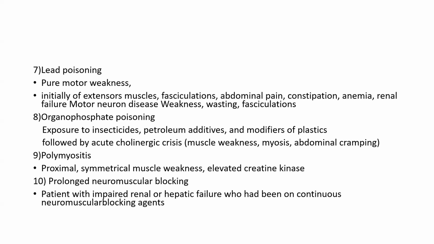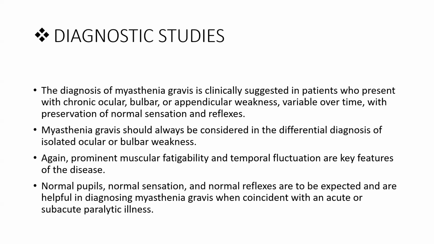Then seventh one is lead poisoning. It presents as pure motor weakness, initially of extensor muscles, fasciculation, abdominal pain, constipation, anemia, renal failure. Motor neuron disease: weakness, wasting, and fasciculation. Then eighth one is organophosphate poisoning, exposure to insecticides, petroleum additives, modifiers of plastic, followed by acute cholinergic crisis, which manifests as muscle weakness, miosis, and abdominal cramps. Ninth one is polymyositis, which manifests as proximal symmetrical muscle weakness and elevated creatine kinase. Then tenth one is prolonged neuromuscular blockade, in patients with impaired renal and hepatic function and continuous neuromuscular blocking agent. Now the diagnostic studies.